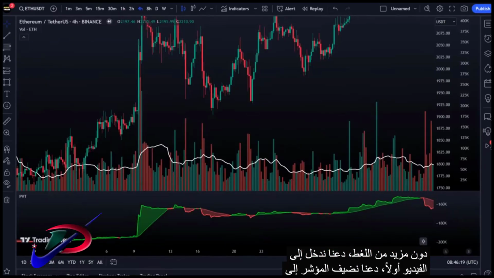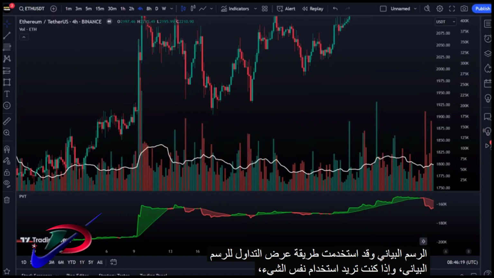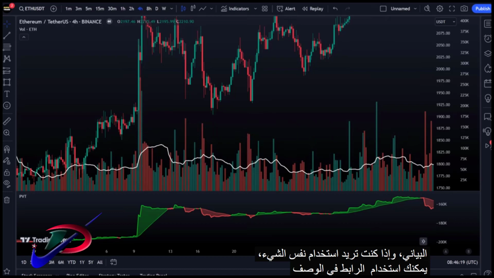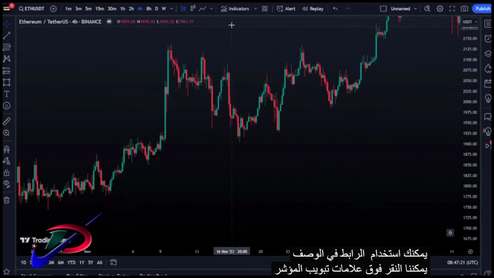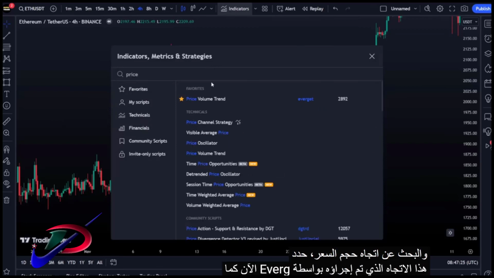First, let's add the indicator to the chart. I use TradingView for charting, and if you want to use the same, you can use the link in the description. We can click the indicator tab and search for price-volume trend. Select this one made by Everget.